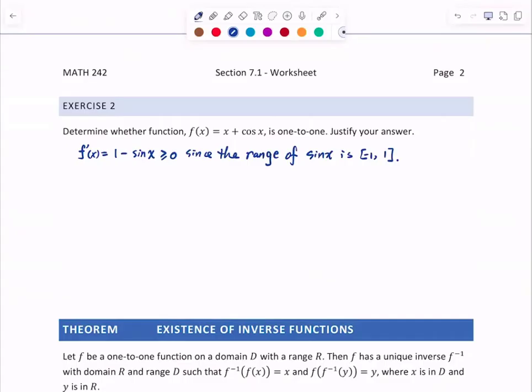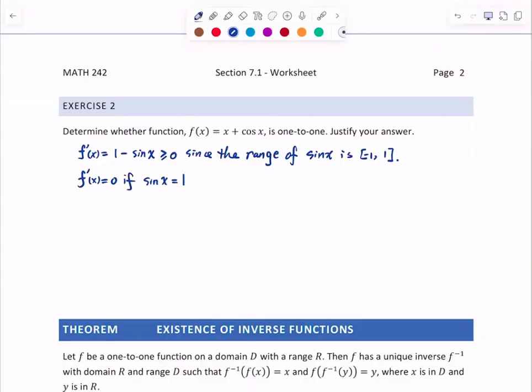Not right away, because greater than or equal to 0 doesn't tell us right away whether the function is increasing or decreasing, right? The ideal condition is strictly greater than 0 or strictly less than 0. But what do we have? f prime of x is equal to 0 only when sine x is 1.